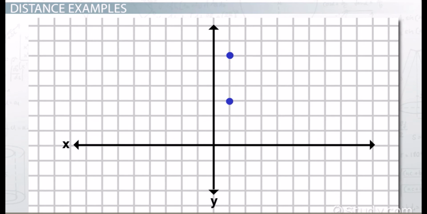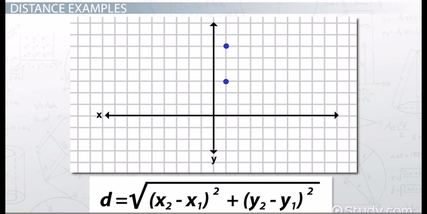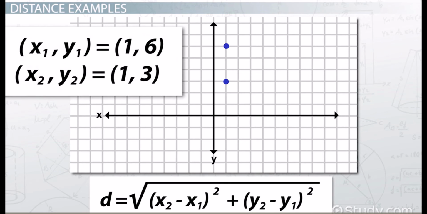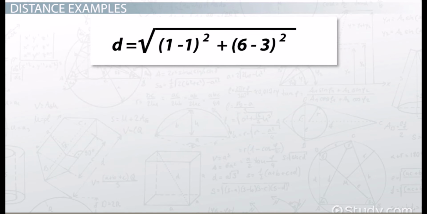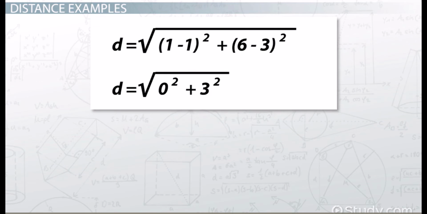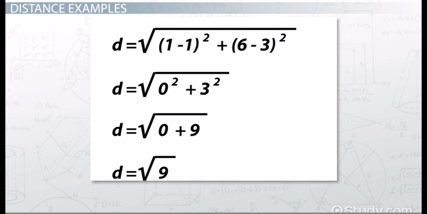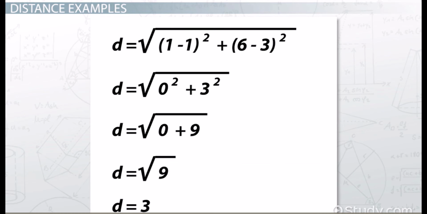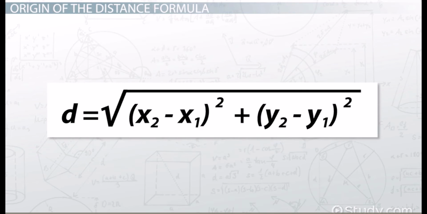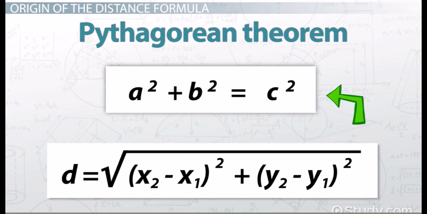Since the points are in a straight line, it's pretty easy to count the distance between them and get the answer, which is 3. But let's use the distance formula as well to prove our answer. The 2 points on the graph are 1, 6 and 1, 3. D equals the square root of (1 minus 1) squared plus (6 minus 3) squared. D equals the square root of 0 squared plus 3 squared. D equals the square root of 0 plus 9. D equals the square root of 9. D equals 3.